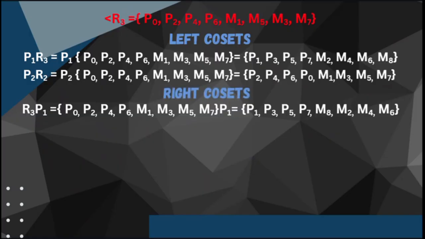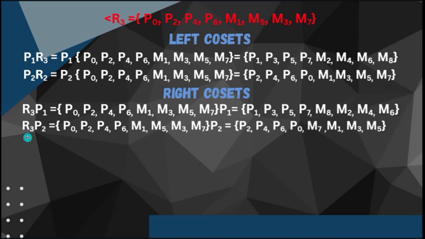For right cosets, we have R sub 3 multiplied by rho sub 1. The result of this is rho sub 1, rho sub 3, rho sub 5, rho sub 7, mu sub 8, mu sub 2, mu sub 4, and mu sub 6. Second one, R sub 3 multiplied by rho sub 2. We have rho sub 2, rho sub 4, rho sub 6, rho sub 0, mu sub 7, mu sub 1, mu sub 3, and mu sub 5.